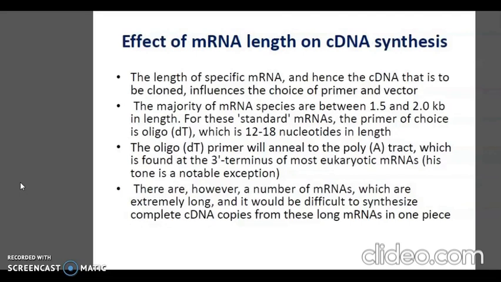The length of the specific mRNA, and hence the cDNA that is to be cloned, influences the choice of primer and vector. The majority of mRNA species is between 1.5 and 2.0 kb in length. For these standard mRNAs, the primer of choice is oligo-dT, which is 12 to 18 nucleotides in length. The oligo-dT primer will anneal to the poly A tract, which is found at the 3' terminus of most eukaryotic mRNAs. There are, however, a number of mRNAs which are extremely long, and it would be difficult to synthesize complete cDNA copies from these long mRNAs in one piece.